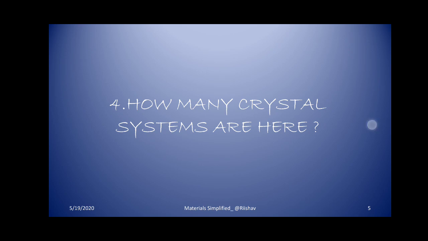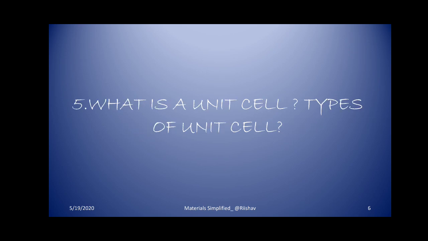Now moving on. What is a unit cell and what are the types of unit cell? So a unit cell can be understood as a region of space which can generate the entire lattice. How? By repetition. How do I repeat it? Using lattice translations. So you take a region of space and repeat it using lattice translation so that you can get the entire lattice.